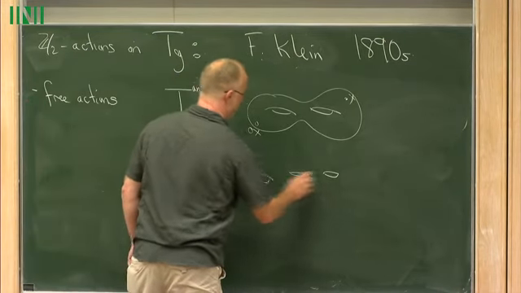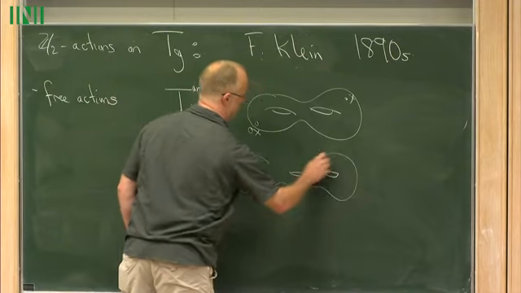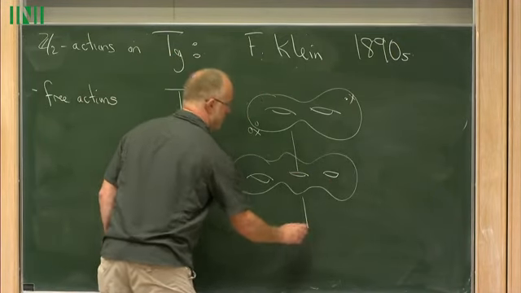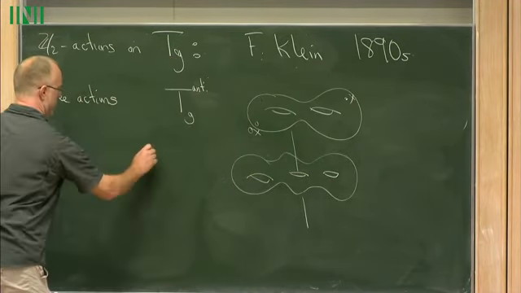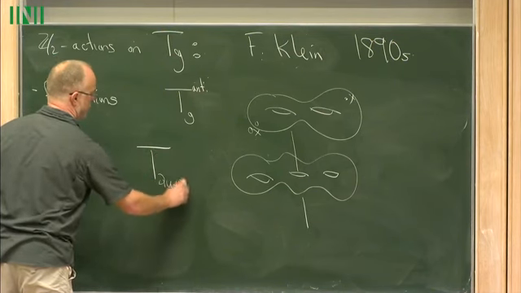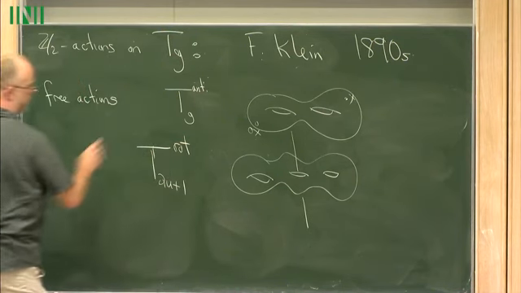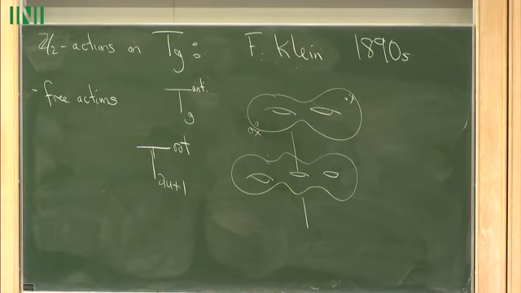In the case of odd genus, you could put an axis through the center and rotate. So in the case of 2u plus 1, you have the rotation action. And these are the only free actions on tori. Easy to prove this by covering space theory.